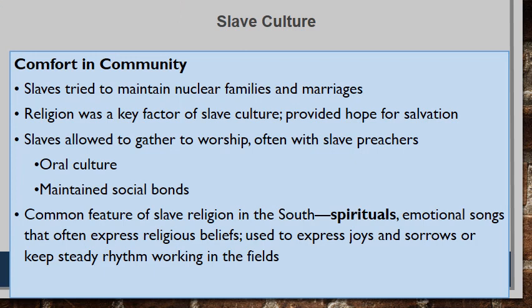Outside of the planter's house, in their own slave cabins, slaves tried to maintain their nuclear families and marriages, even though there was always the present threat of being sold and being split from your children, split from your spouse. A key factor in helping them maintain their sense of humanity was religion. The hope for a better life in heaven.